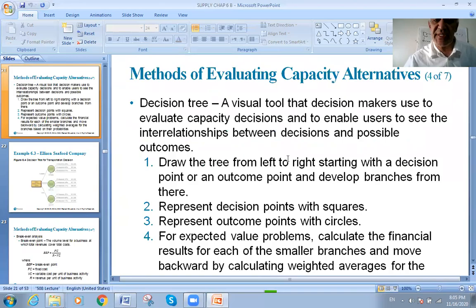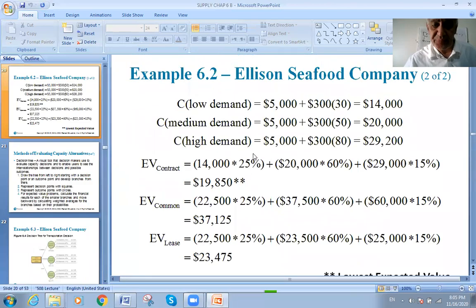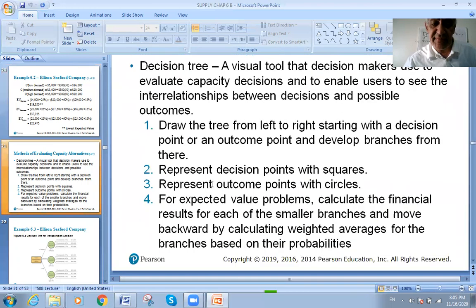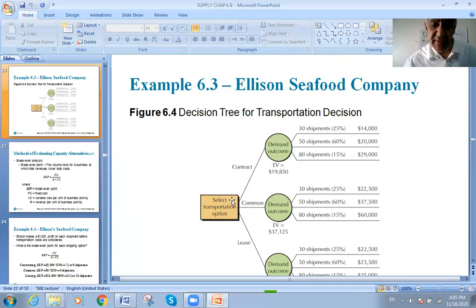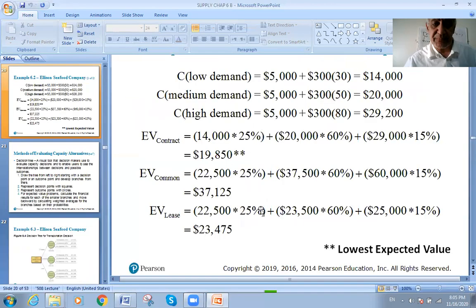What we will do is the calculus here: the EV of the contract, the common, and the lease. Look at this. A branch for the contract, a branch for the common, a branch for the lease. Okay, that's first. Let us see the contract.